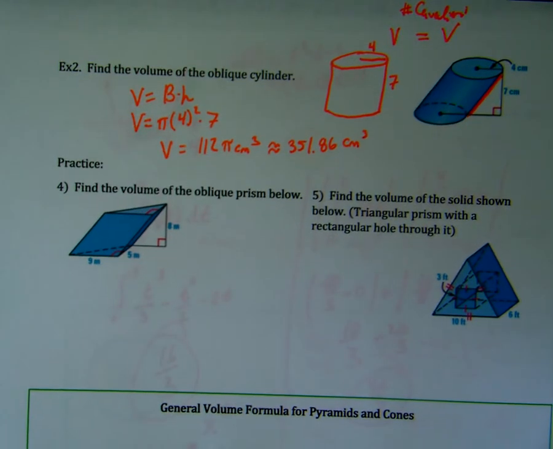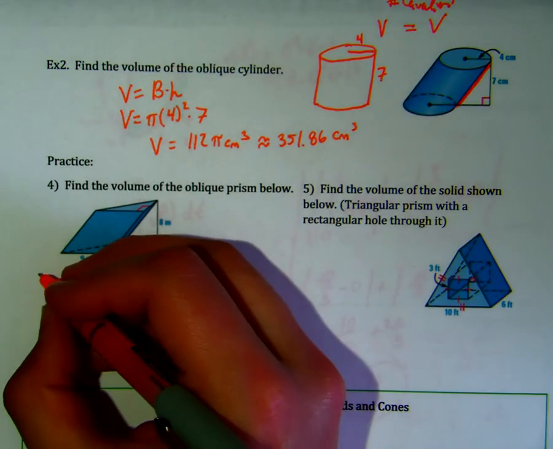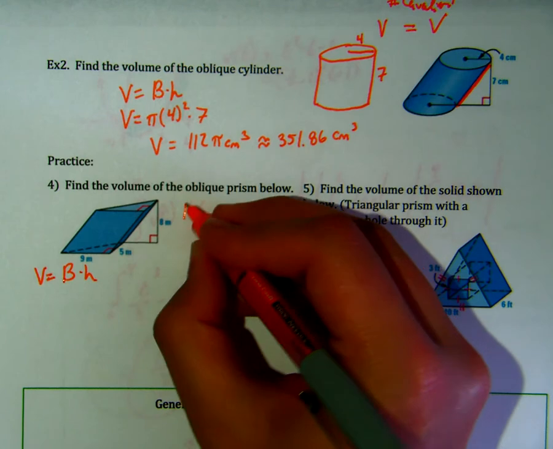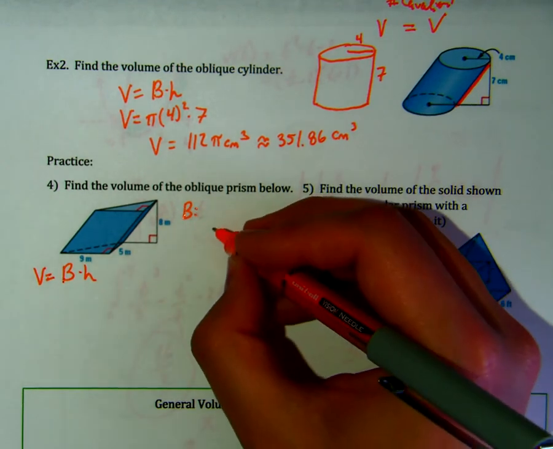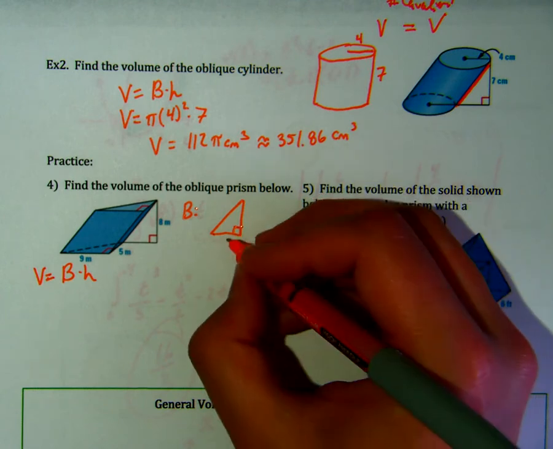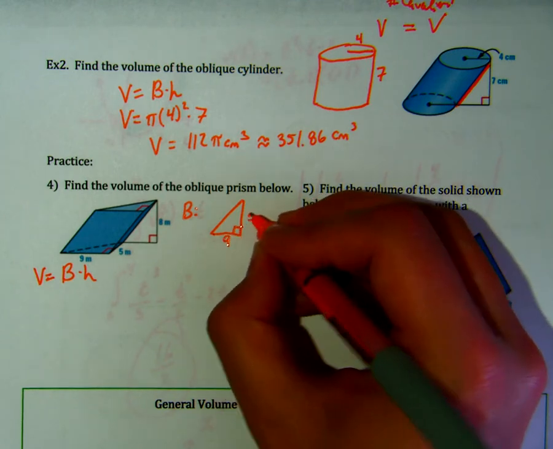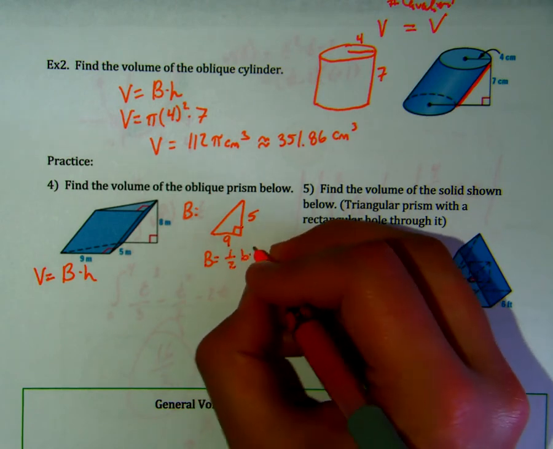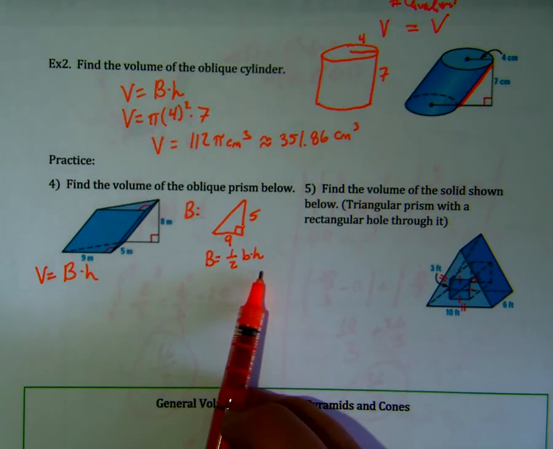So for number 4, this is another Cavalier's principle. The volume here is still the area of the base times the height. And like I said before, just redrawing the base is helpful. So this is made up of 2 right triangles. This is side of 9, side of 5. And the area of this triangle is 1/2 base times height. So again, this is the base and height of this shape.